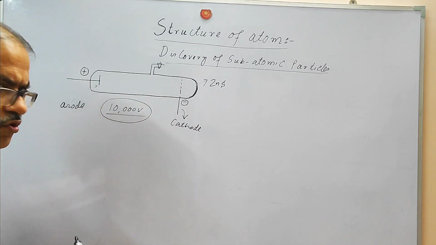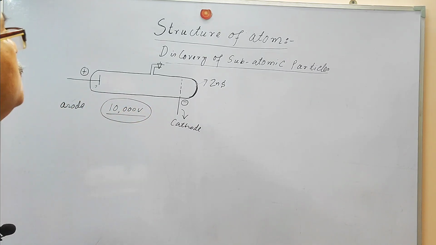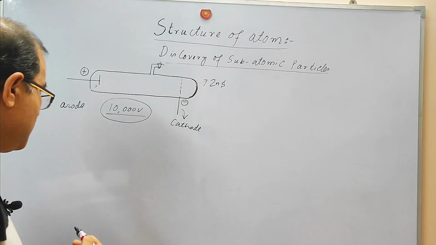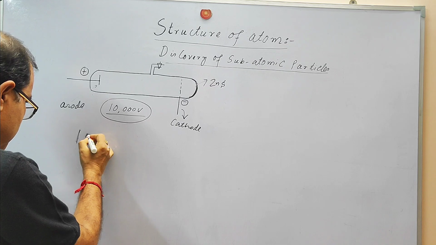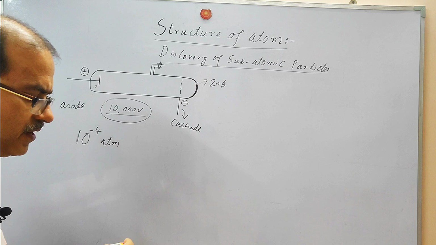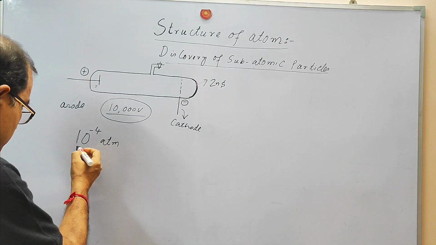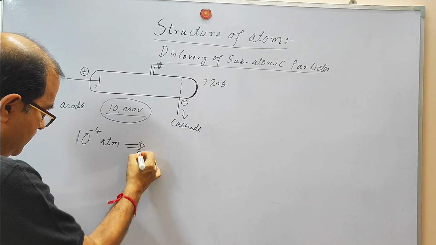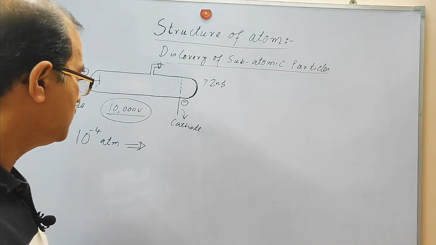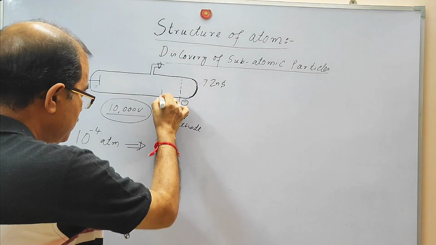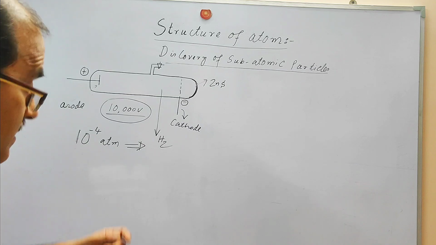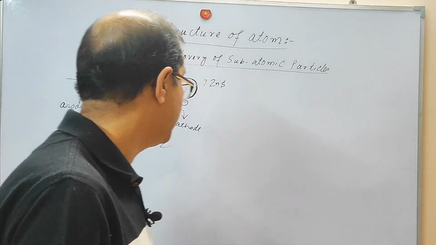Okay, so what Goldstein found: when the voltage difference between these two was made 10,000 volt, and the pressure of the gas is 10 to the power minus 4 atmosphere, what he observed is that there is a glow in this cathode ray tube. Here we have used hydrogen gas, and there is a greenish color you can find.